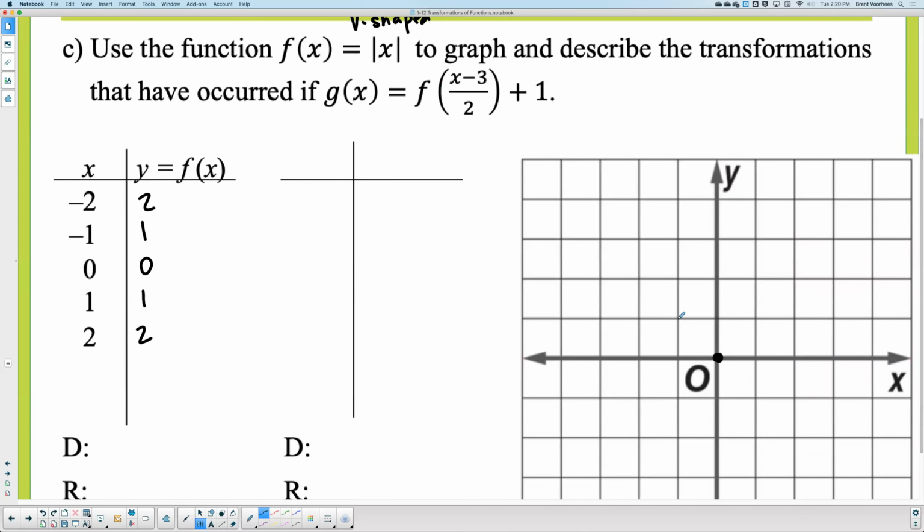So if we start plotting our points, -1, 1, +1, 1, -2, 2, +2, 2. Those are the only ones I put on there. You could do more points. This time, rather than me draw bad lines, I'm going to use my tool. So it would look like that. There's your V, Kevin.